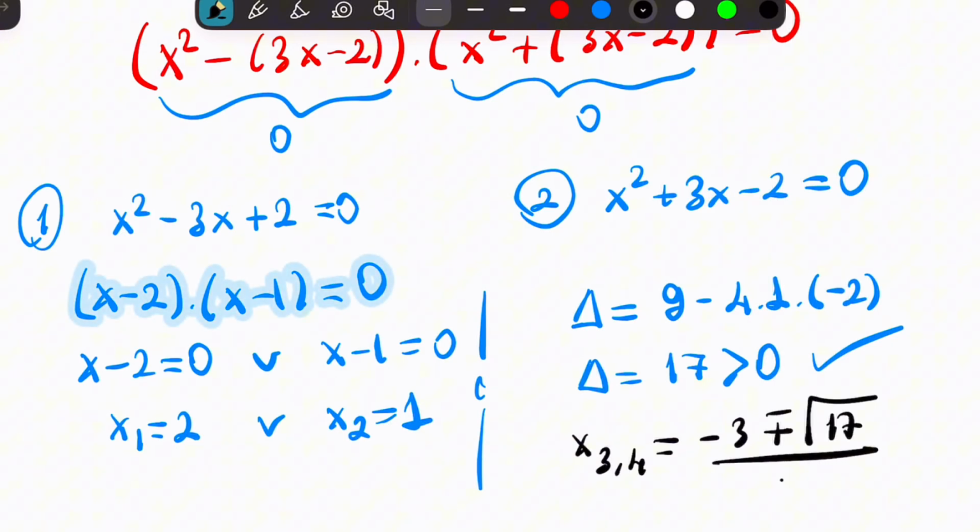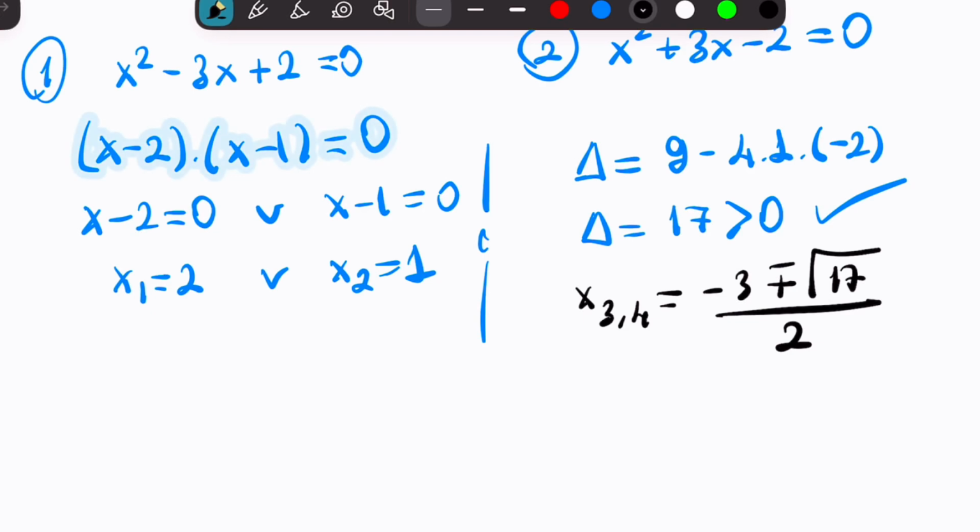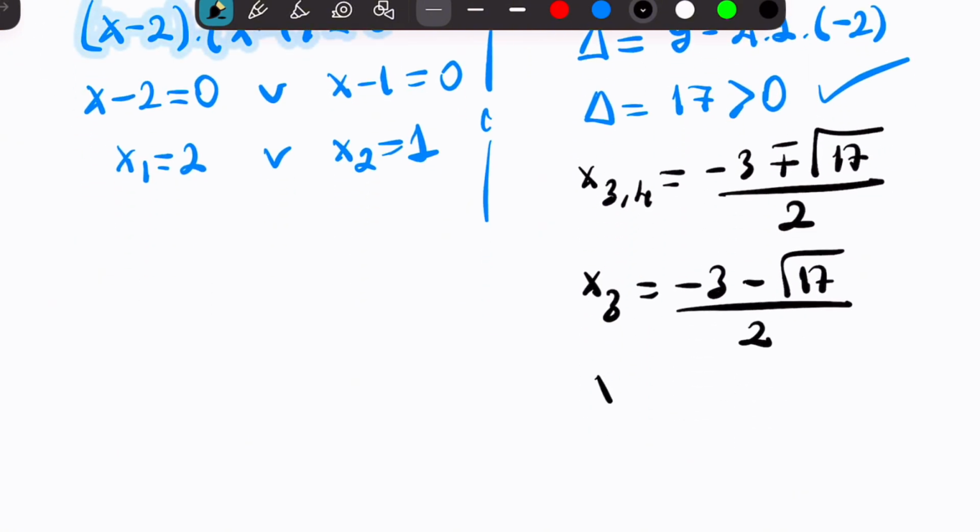Of course, let's write it out a little more. x3 is minus 3 minus the root of 17, divided by 2, and x4 is minus 3 plus the root of 17, divided by 2. So these are our answers.